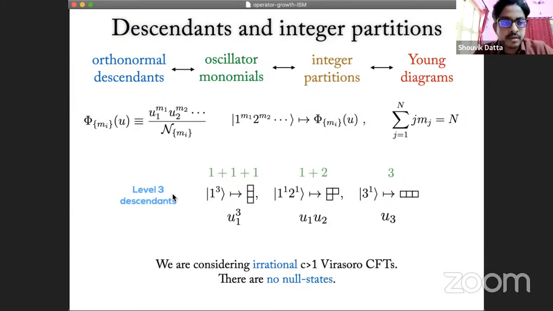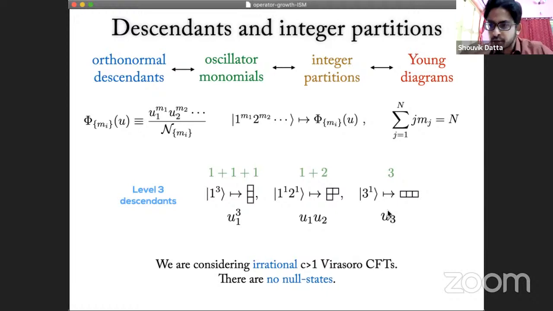So just to illustrate this, let's look at level 3 descendants. In terms of oscillator monomials, they can be realized as U1 cubed, which corresponds to the partition 1 plus 1 plus 1, and it corresponds to the Young diagram given by a single column over here. And 3 can be written as 1 plus 2, which corresponds to this Young diagram and this oscillator monomial. And 3 can, of course, be written as 3, which is given by this Young diagram and this oscillator monomial.